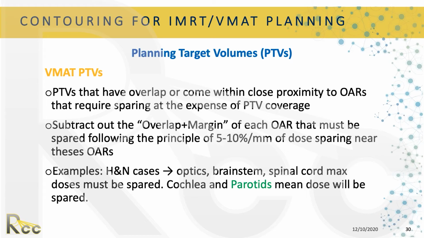For example, in a head and neck case, the optics, the brainstem, the spinal cord, max doses might be spared, and we also have structures like cochleas and parotid where the mean dose needs to be spared for these cases.